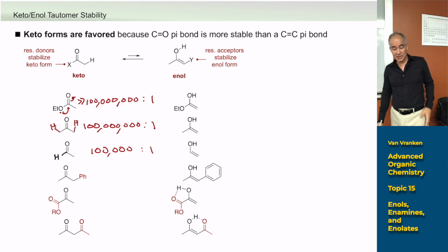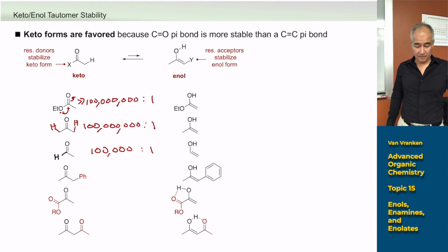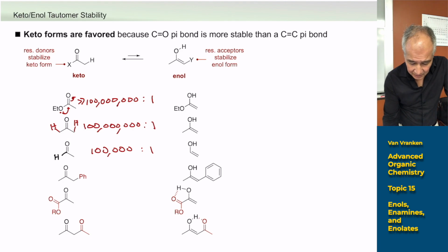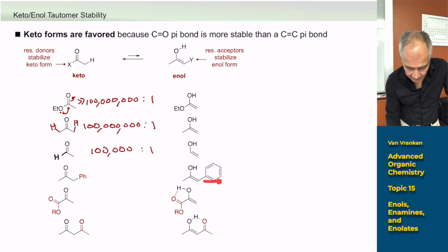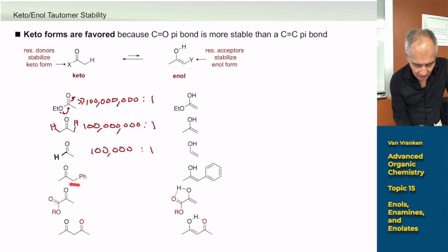Now, we can do something to stabilize the enol form. So what can we do to stabilize the enol form? If you look over here at this enol, wouldn't it be great if we had some sort of a pi acceptor here that could help with resonance with that oxygen? If we could help that oxygen donate better, then we might be able to stabilize the enol side of the equation. And that's what happens when you have a phenyl group at the alpha carbon of a ketone.